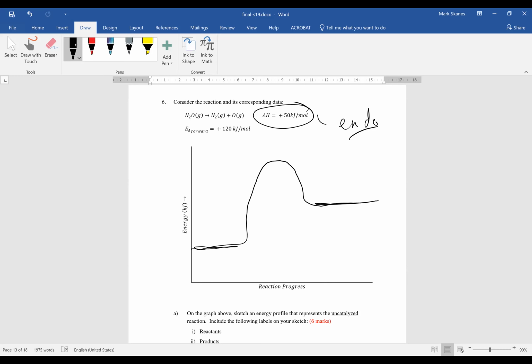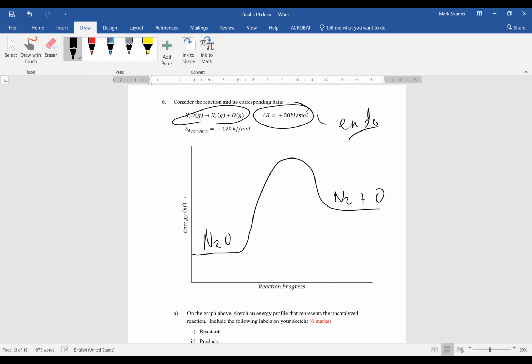You don't need perfect numbers. I do not care about the numbers of this graph, this is called a sketch. So a very, very rough drawing. My products N2O, my reactants N2 and O, right? I'm getting that from this equation. My enthalpy is right here, delta H. That was my positive 50 kilojoules. Sorry about that, the pen there.